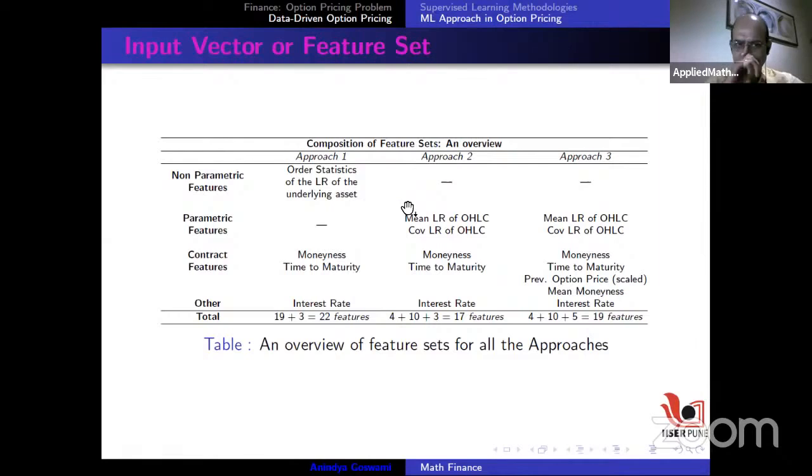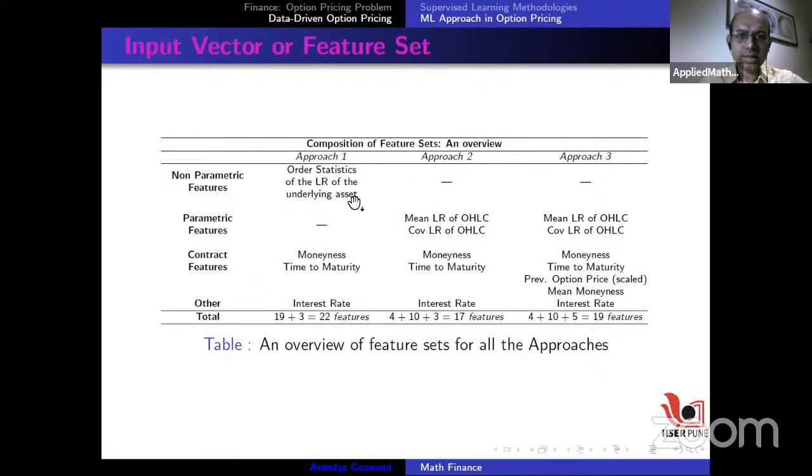One thing we have realized is that non-parametric statistics are really helpful. Instead of feeding in only the standard deviation of return, which captures only volatility, we have taken the order statistics of log returns. The first order statistic is feature 1, the second is feature 2, and so on. There are 19 features, so 19 different parameters. Then of course moneyness, which is stock divided by strike, time to maturity, and interest rate, which was obtained from another source. So here there are 22 features.